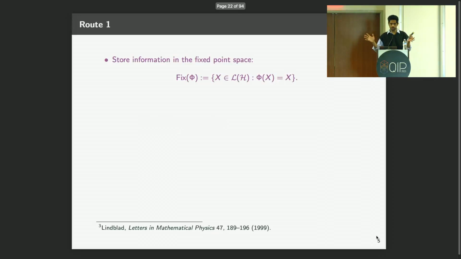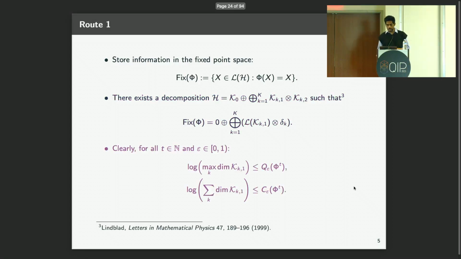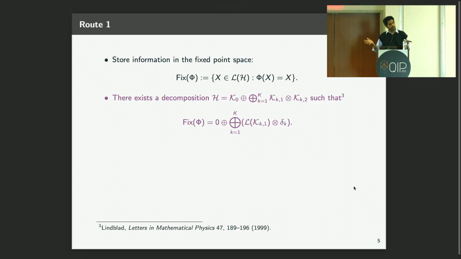So the first natural thing to do is probably, okay, let's look at the fixed point space. This is by definition the space where nothing happens, noise doesn't do anything, so it's a very natural candidate to consider. And it turns out that this space has a nice algebraic structure. For any CPTP map, you can decompose the underlying Hilbert space into a direct sum structure, and the fixed point space has this nice matrix block algebraic structure. So these are the blocks that we will use to store our information in.